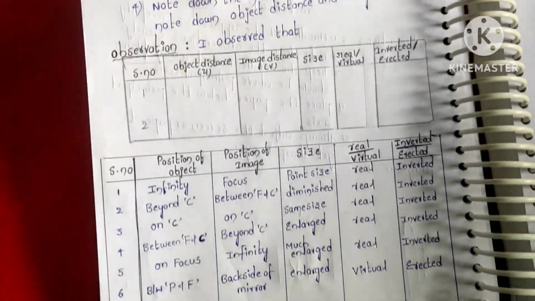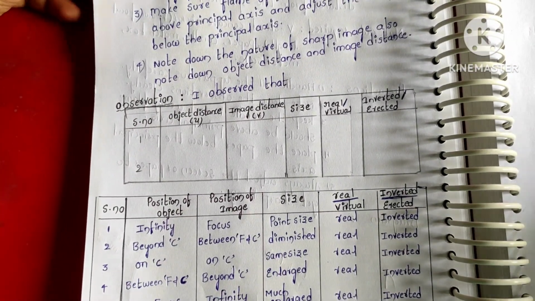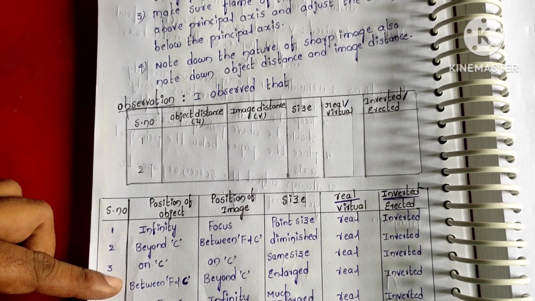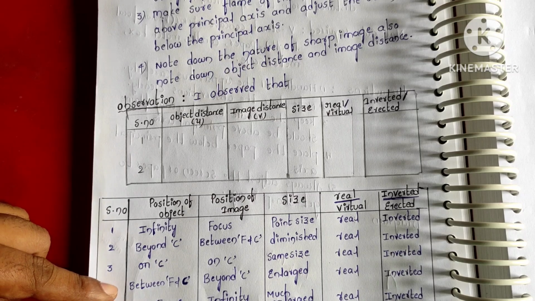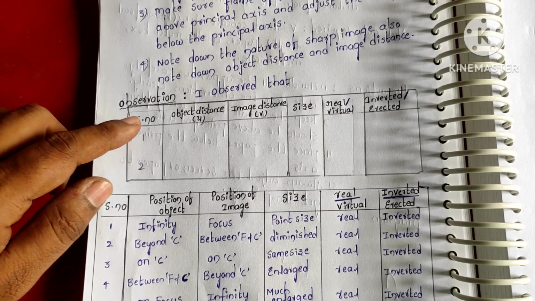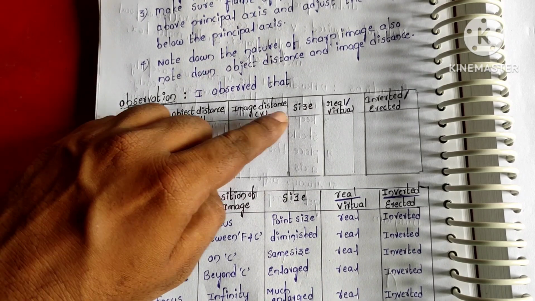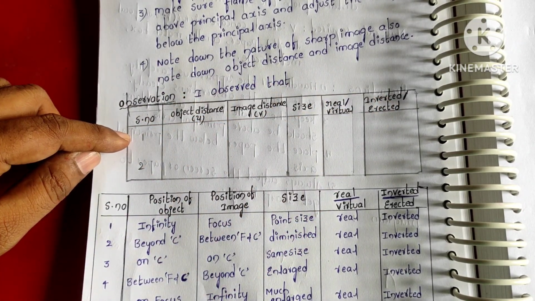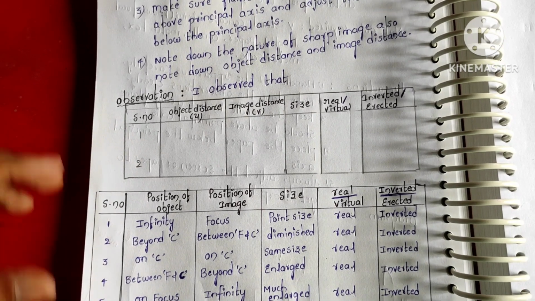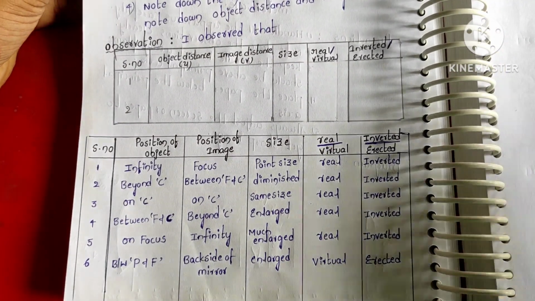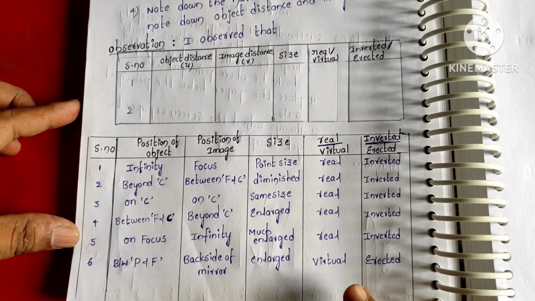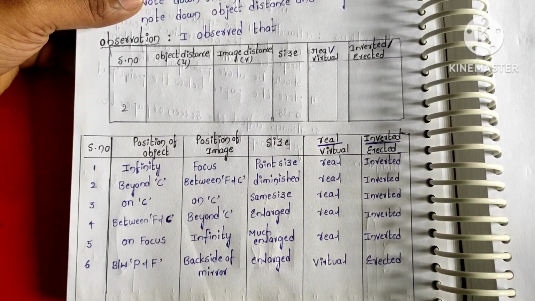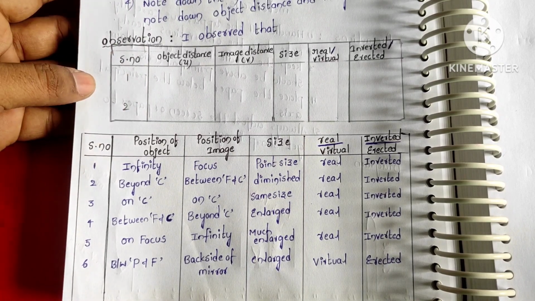But in the examination, after writing the procedure, in the observation you have to draw two tables. The tables can be empty, but make sure the first table has serial number, object distance, image distance, size, real or virtual, inverted or erect, and it should be empty. And the second table, you try to fill like this, which we might have already learned. So these two tables you have to write in the observation.